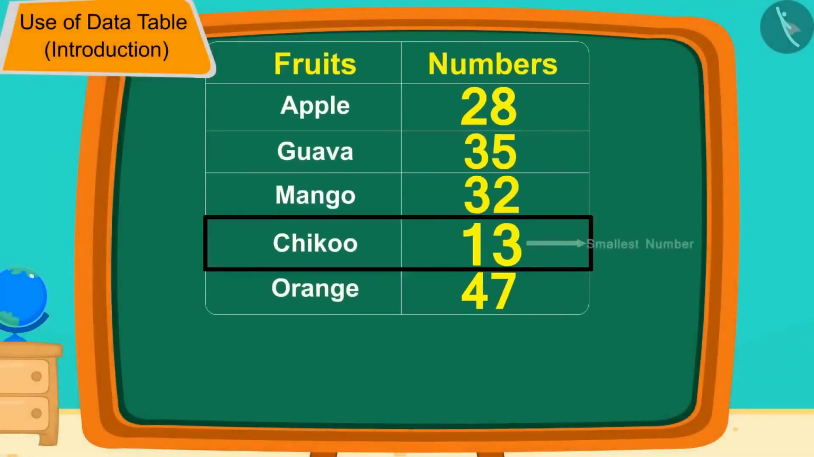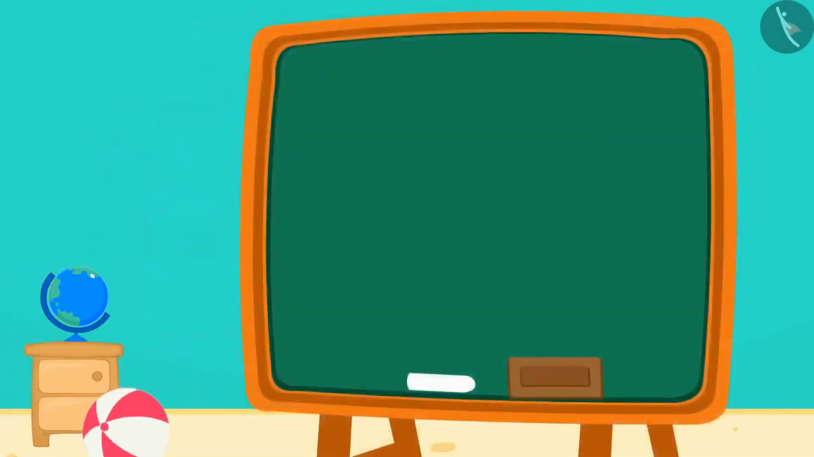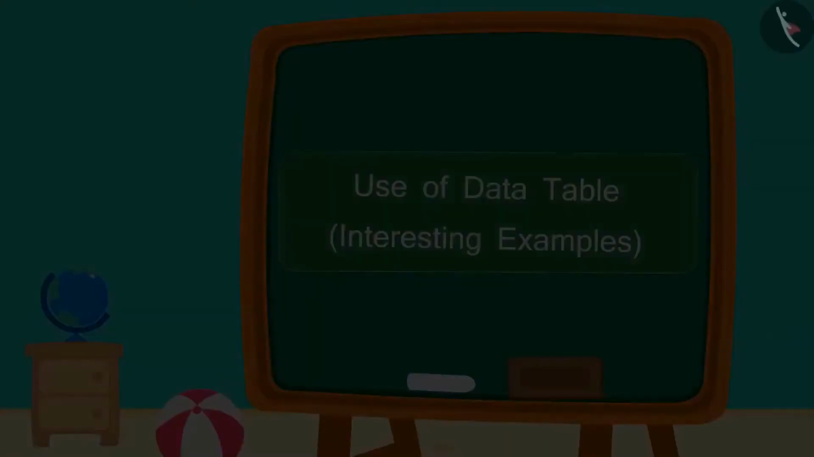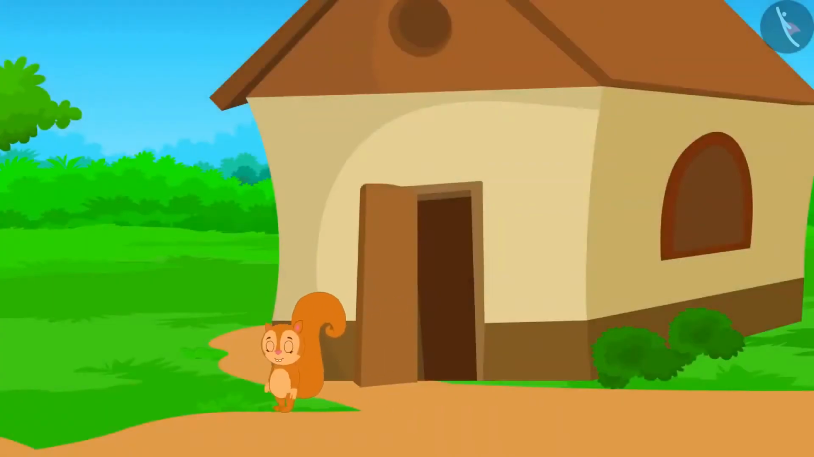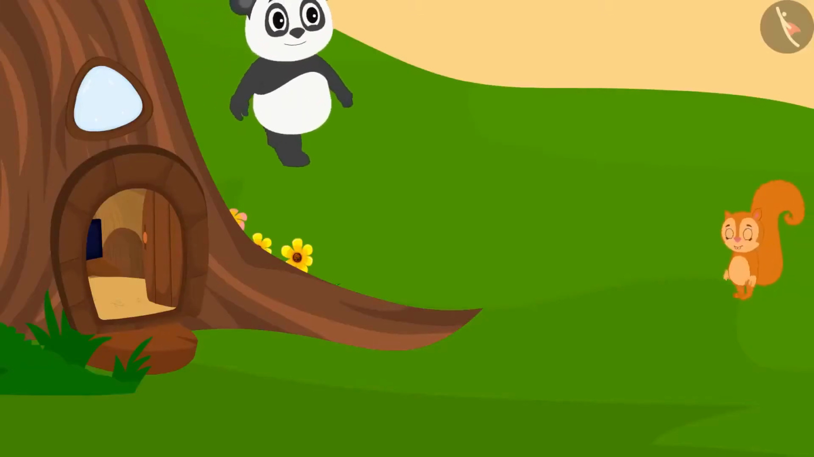In the previous video, we learned about the use of data table. In this video, we will learn more about it through some interesting examples. Chanda is returning home after helping Uncle with his party preparations. She met Golu on the way.